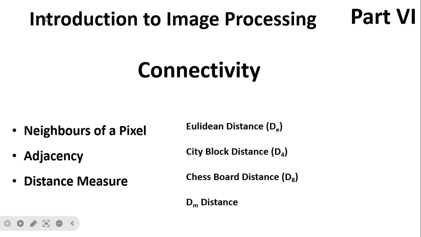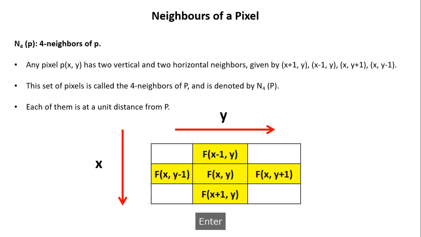Topic of this video is Introduction to Image Processing. This is the sixth video on this topic. In this video, I am going to discuss connectivity between the pixels, and the topics covered are neighbors, adjacency, and different distance measures. Now let us start.